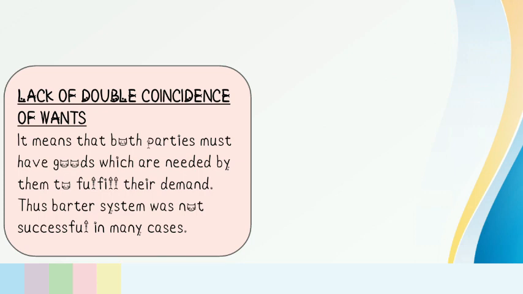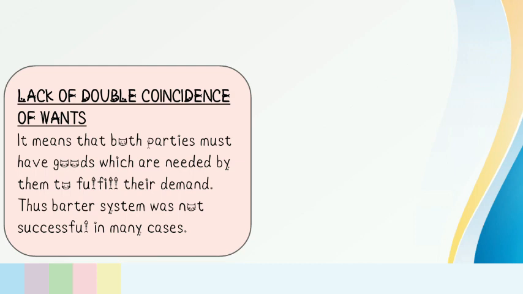So the first drawback was lack of double coincidence of wants. Now this was one of the major problems in the barter system. People had to search for other people who may own goods which he needs to consume to satisfy his needs or wants. And at the same time, he should also own goods which the other person wants. Thus, this lack of double coincidence of wants was a major failure of barter system.